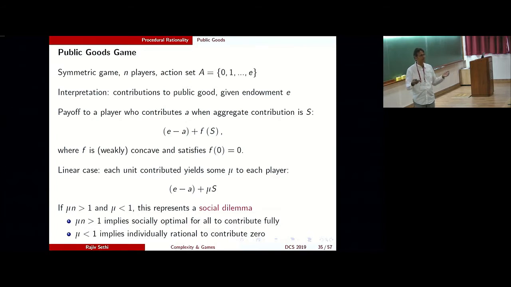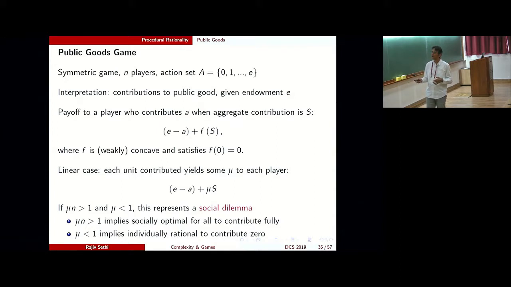So again, you get this tension between efficiency and equilibrium. Nash equilibrium in that case is going to say that people should contribute nothing, as long as mu is less than 1. Whereas efficiency requires contributing, as long as mu n is bigger than 1.